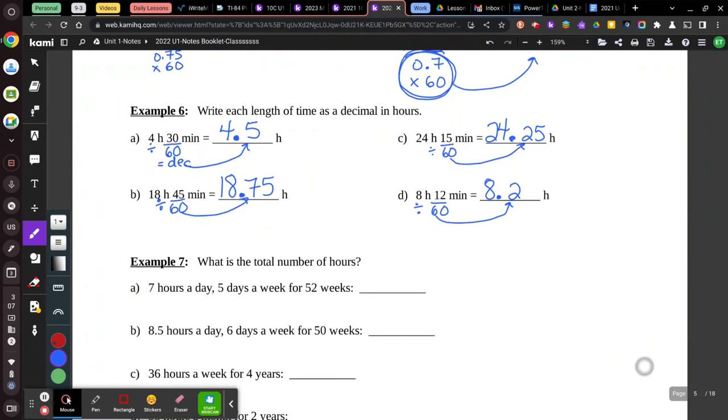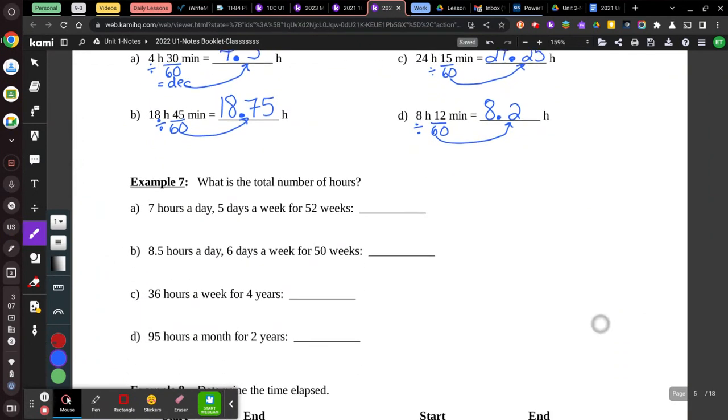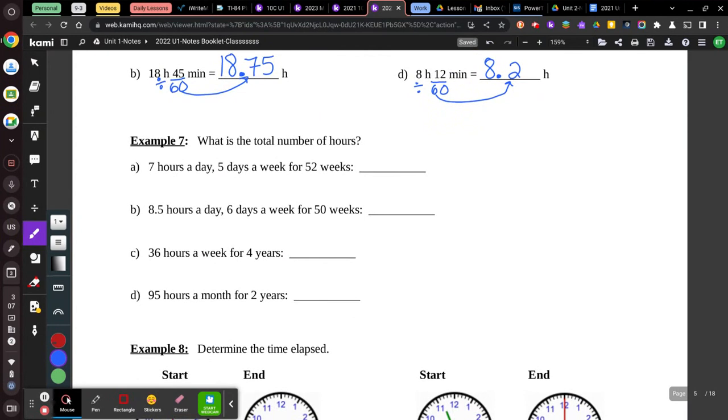Okay. All right, now we have to figure out the large times. So if I said you are working hours, days, and weeks, all we're multiplying is the digits. 7 times 5 times 52. And that's going to give me 1,820 hours. That's your total number of hours.